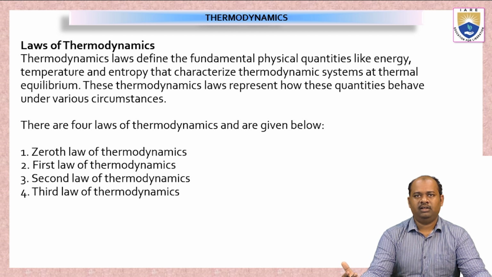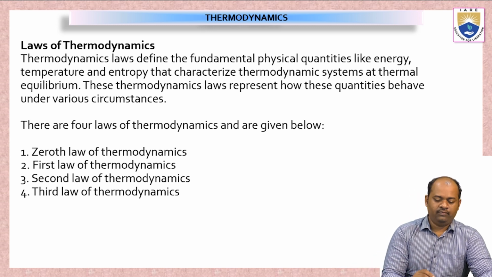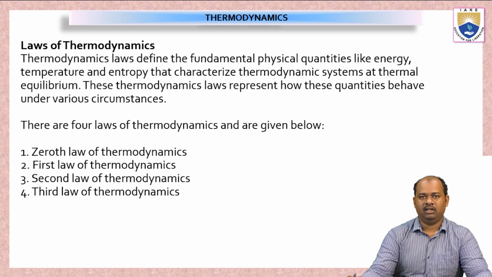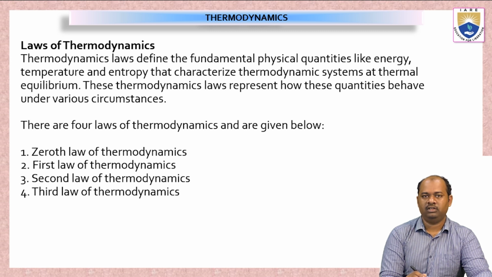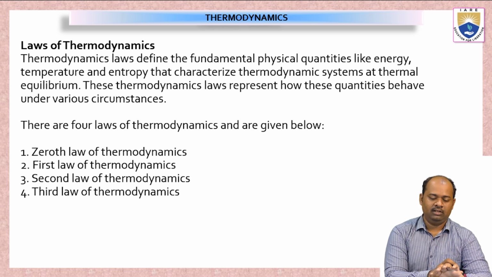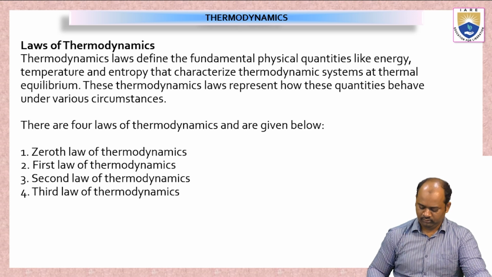Now, these thermodynamic laws represent how these quantities behave under various circumstances. In different circumstances, the thermodynamic system will behave differently. There are four laws of thermodynamics, and we are going to study each of them: the zeroth law, first law, second law, and third law. These are the four laws based on which any thermodynamic system can be studied, and its parameters can be calculated. We'll see all these laws in detail.